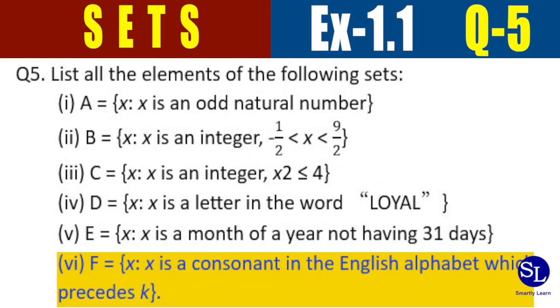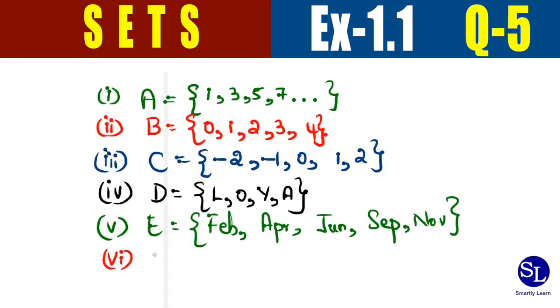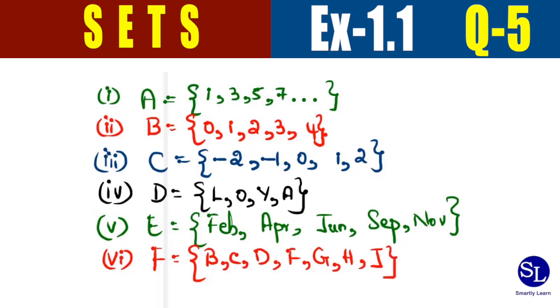Now let's look at the last subdivision. Set F: x is a consonant in the English alphabet which precedes K. What is preceding K? Before K, you have to list all the consonants except the vowels, all the other letters up till K. A is a vowel, so it is not part of the set. B, C, D, E is a vowel, so it is skipped. F, G, H, I is a vowel, so we skip. J, preceding K, so I cannot include K. So the set stops with these elements.